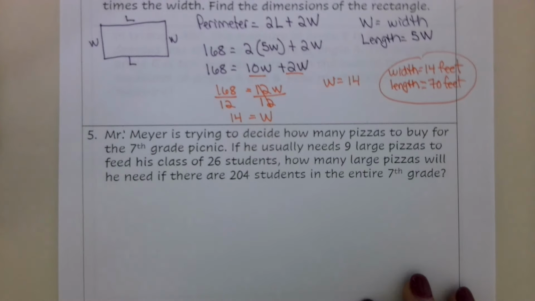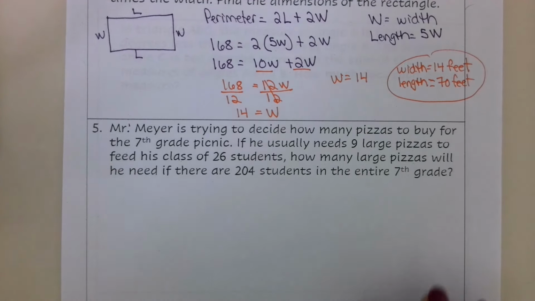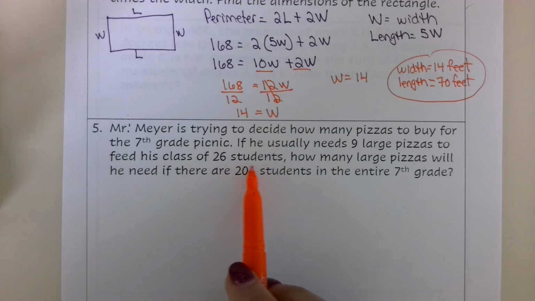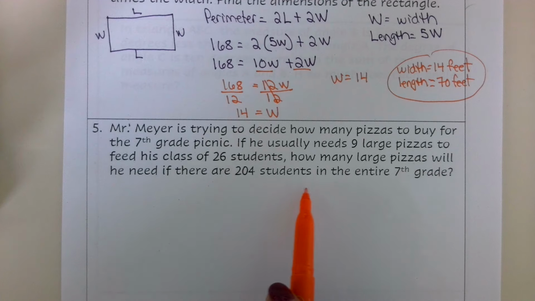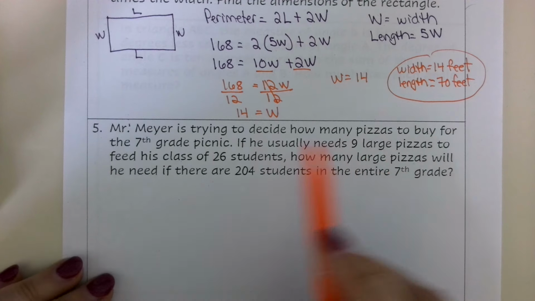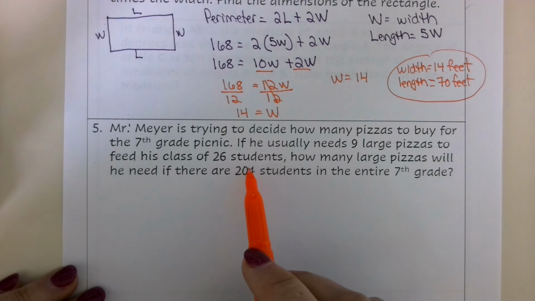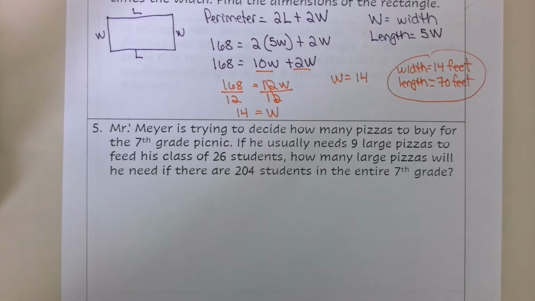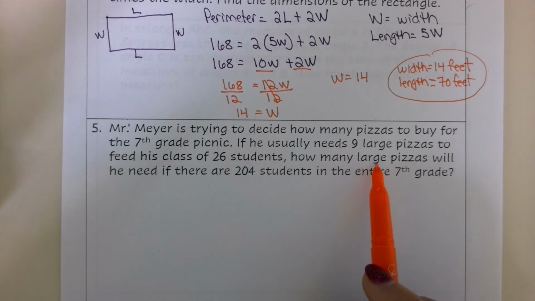Alrighty, last question on this video is about Mr. Meyer, and he's trying to decide how many pizzas to buy for the 7th grade picnic. If he usually needs 9 large pizzas to feed his class of 26 students, how many large pizzas will he need if there are 204 students in the entire grade? Okay, I'm getting 9 to feed 26. I'm thinking proportions here because I need to know how many pizzas to that number of students.